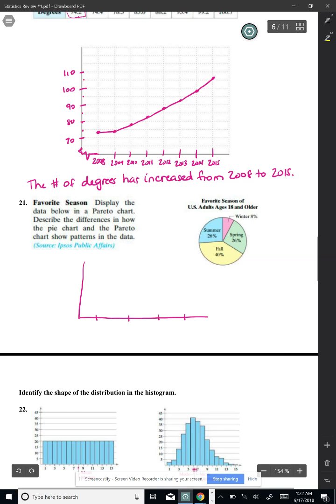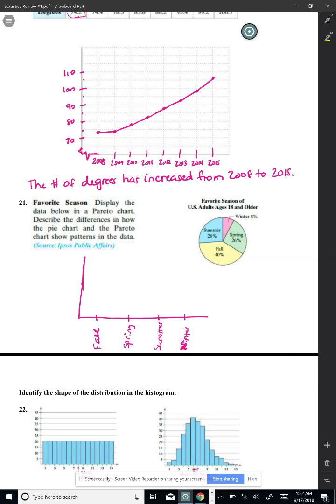And we have fall is the greatest. Spring and summer are equal here, so you can just do that alphabetically. Spring would come before summer. Since they're equal, it doesn't really matter which one goes first. And then winter is the smallest. So on these charts, you always put whichever one occurs the most first, and then you go down to the one that occurs the least.